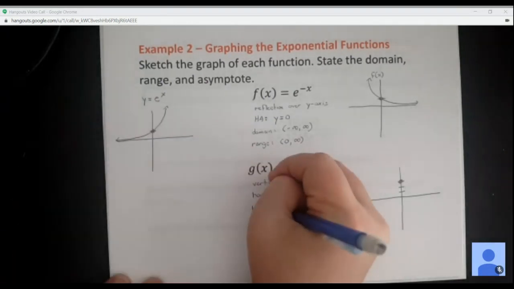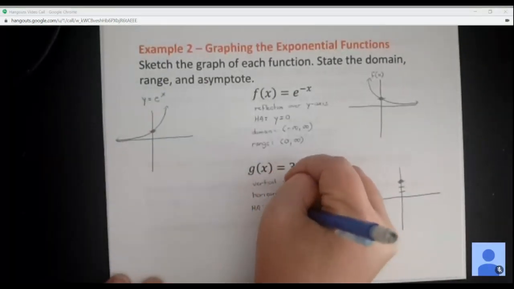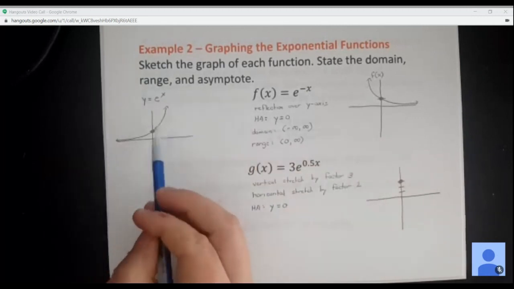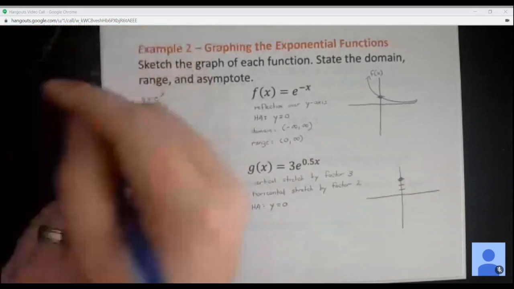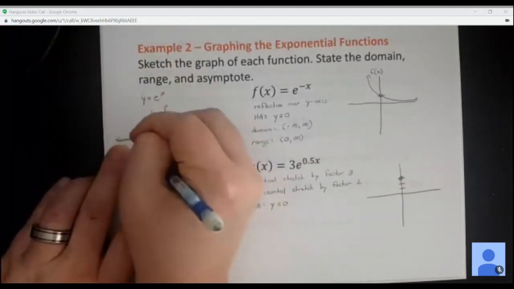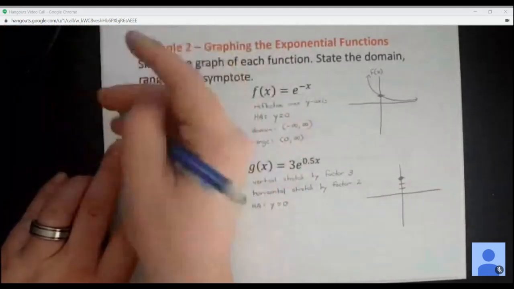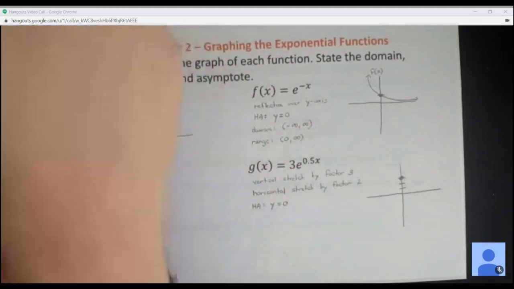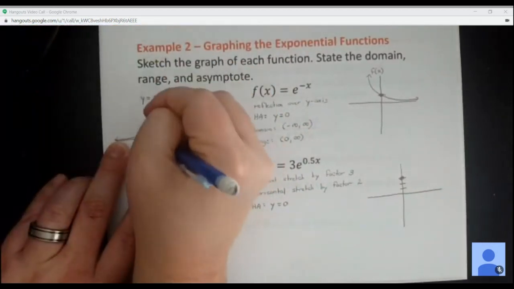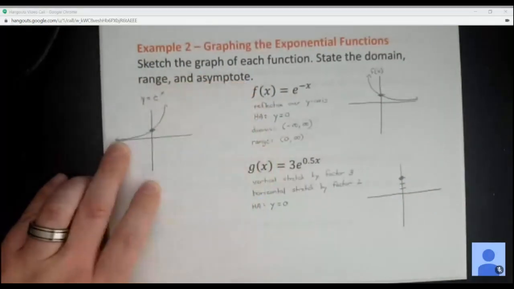Good. It's still going to be at y equals 0, because even if I take this graph here and start stretching it out vertically, this doesn't change, because stretching 0 still becomes 0. So I'm basically just taking everything up here and pulling it vertically, so it's going to stretch it out, and that's why it goes through 3 instead.